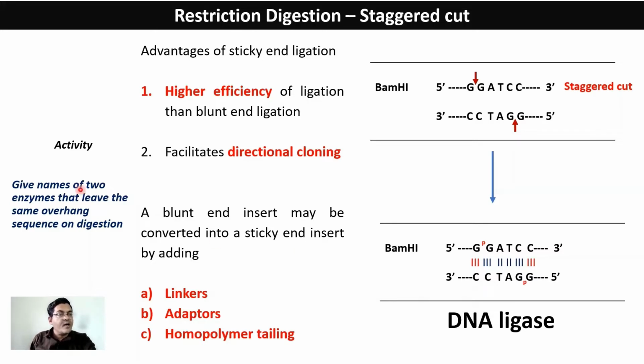As an activity, I have here: give names of two enzymes that leave the same overhang sequence on digestion. So if you remember, I had also asked in the last lecture about looking for isocaudomers and isoschizomers and neoschizomers. In addition to that, now what I want you to search for is two enzymes that leave exactly the same overhangs. So these are basically isocaudomers, and please go ahead and do a bit of homework and search for such enzyme names and enzyme pairs that leave exactly the same overhangs, right?